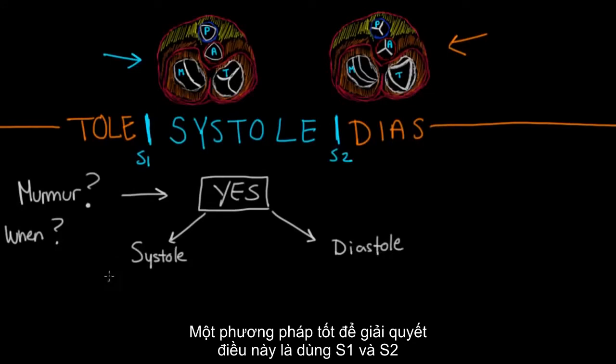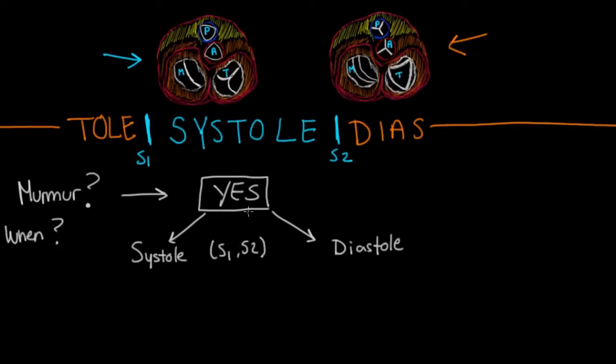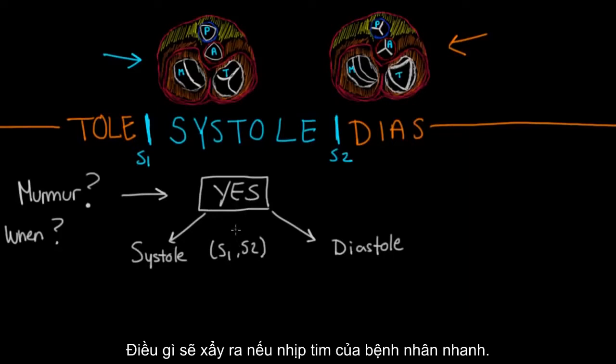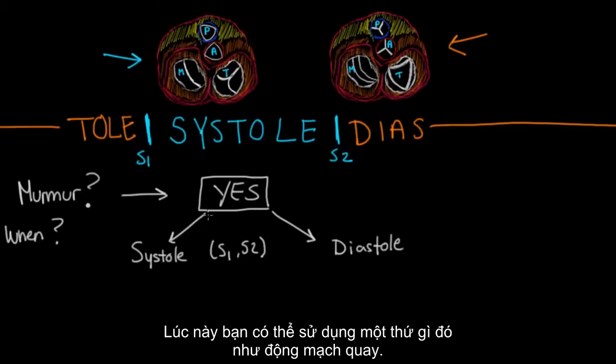So a good method for this is to actually use S1 and S2, because remember, we showed at the top of the diagram up here, where my cursor is, that systole is between S1 and S2. Well, what if the patient's heartbeat is really fast and it's hard to tell which one is S1 and S2? Well, then you can use something like the radial artery.